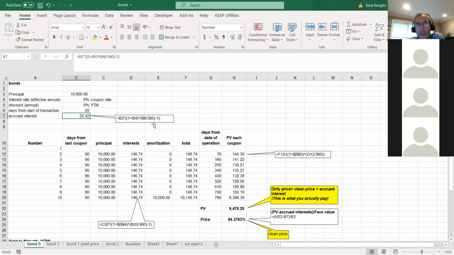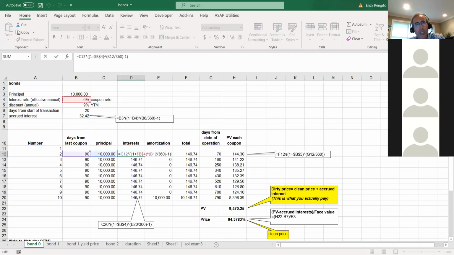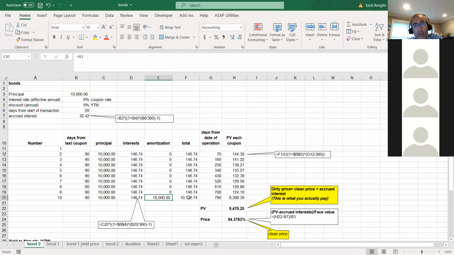So it's 32.42. Now, we have all the cash flows, every 90 days. My principal is going to be 10,000. My interest I computed already with the compounded interest rate: $10,000 times 1.06, which is B4, to the power of 90 over 360. Then you do the same for all the periods, and you have $10,000 here at the end. This is the cash flow that we do in the class, and the last one is going to be 10,146.74.